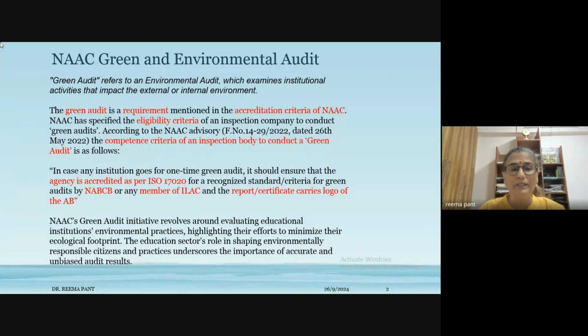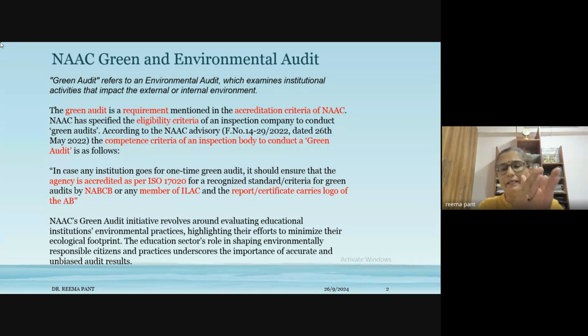Okay, so what is important is we have to understand it has to be done according to ISO 17020. Once done, every environmental audit that we take, whether it's for energy, water, or waste, we get a certification for that. Once we get a certification, those are all added up. If you get an entire auditing done from somebody, then you will get a green audit certification.